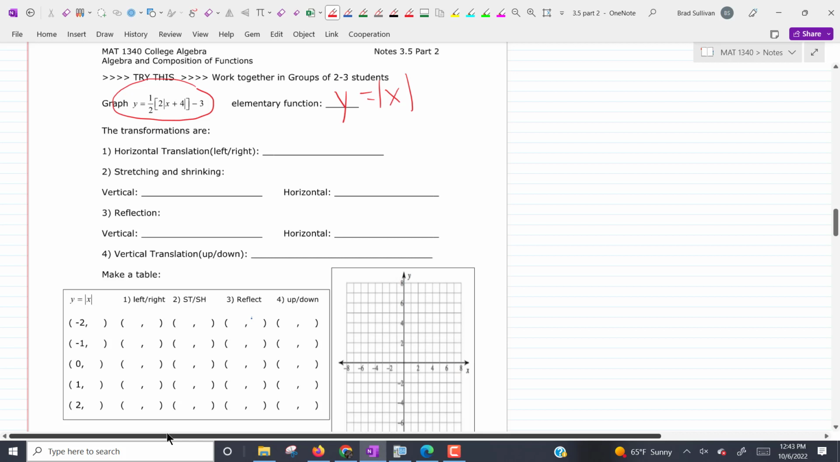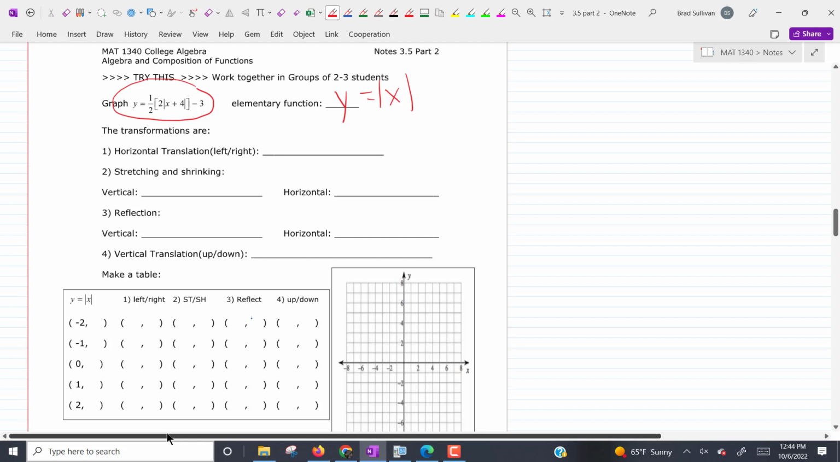Well, no, you did this okay. The absolute value, that's your elementary function. So you want to plot those points and have that in a dashed line. And then these numbers, when you move left, the x values move to the left 4. So if you had 2, moving to the left 4 is going to be negative 2. The y stays the same on step 1.